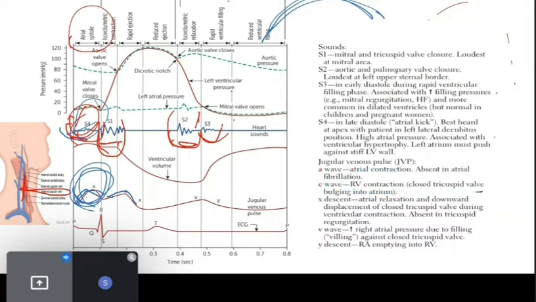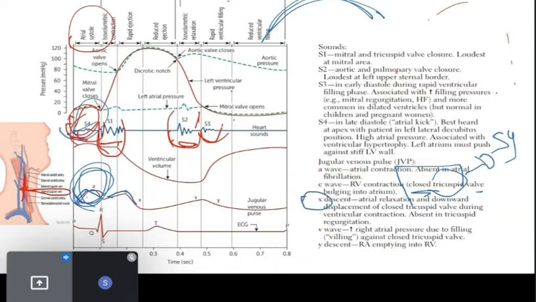This contraction of the ventricle will push out the closed tricuspid valve, because we are in systole. We are now in systole, so of course the tricuspid is closed. This closed tricuspid will bulge into the right atrium. Now, what happens? What is next?